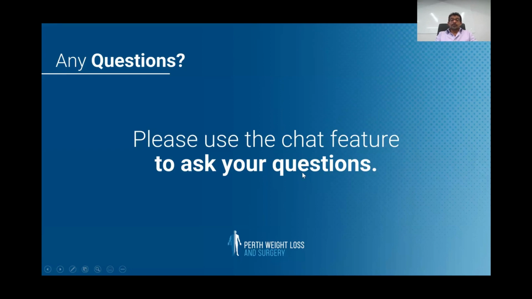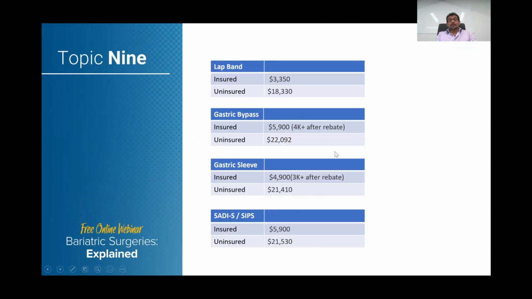When we are uninsured, the cost goes up significantly, because then the hospital fees have to be paid by the patient. The anesthetic fees and a few other things all need to be paid by yourself. Whereas when you've got private health insurance, they cover most of the costs of surgery. So that then becomes less burdensome.